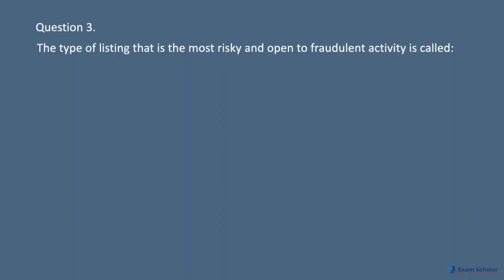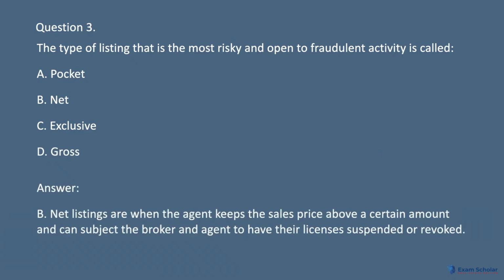Question 3. The type of listing that is the most risky and open to fraudulent activity is called A. Pocket. B. Net. C. Exclusive. D. Gross. Answer B. Net listings are when the agent keeps the sales price above a certain amount and can subject the broker and agent to have their licenses suspended or revoked.